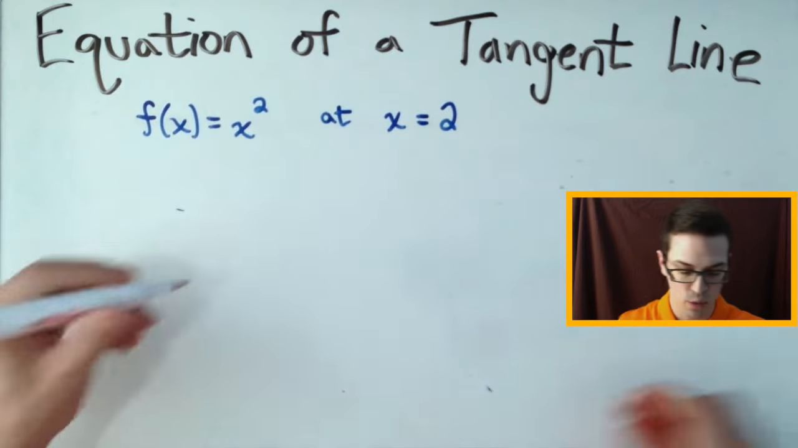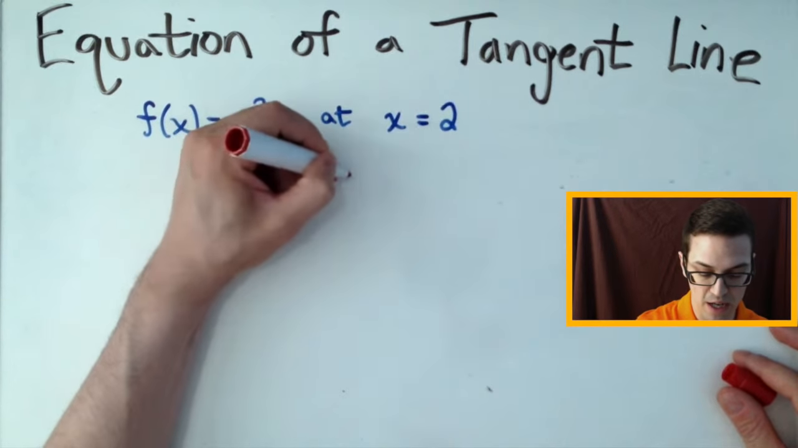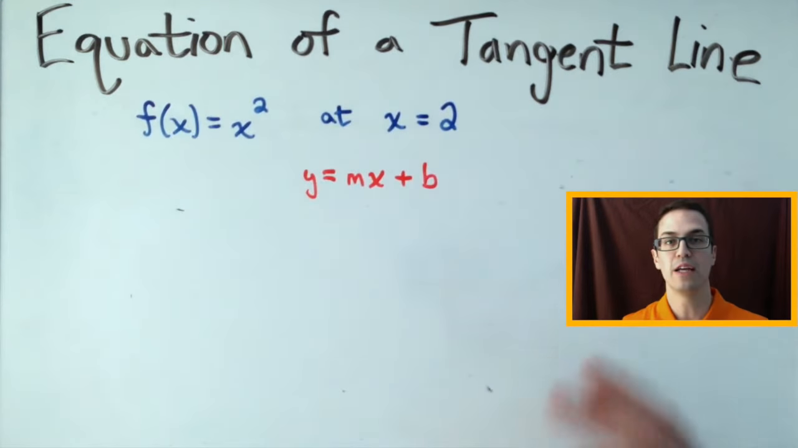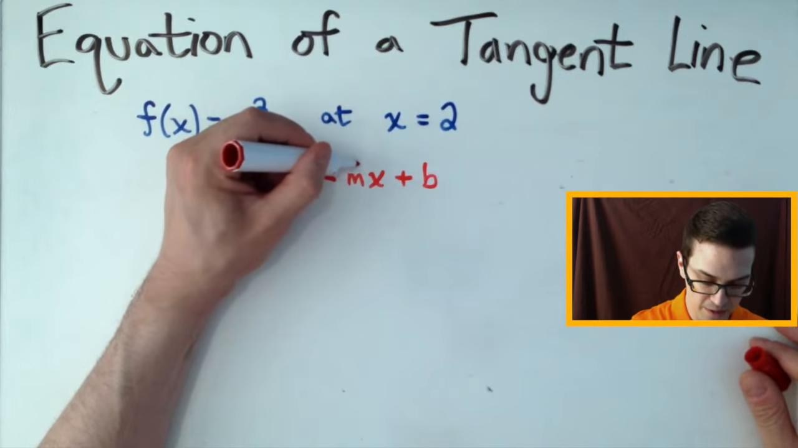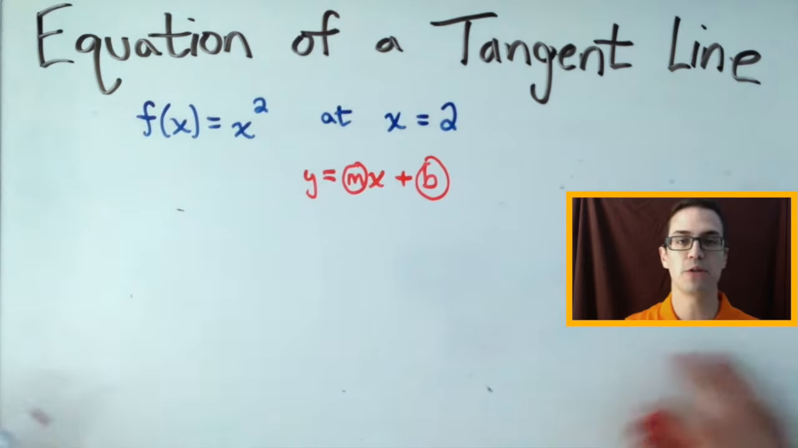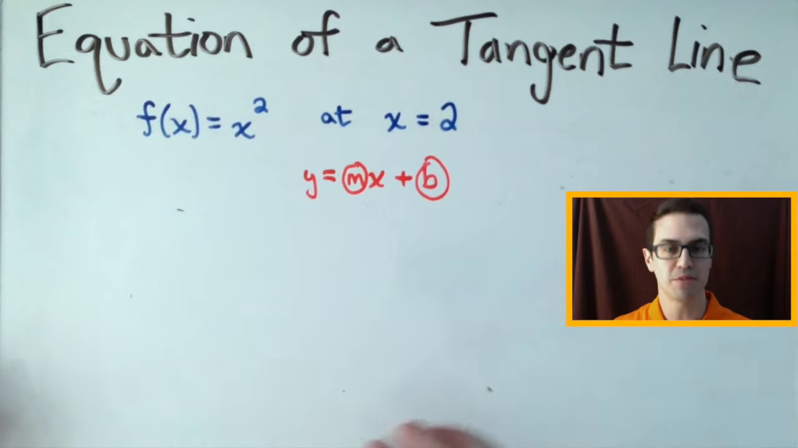Okay, so again, we are going to need the equation of the tangent line to look something like this, where it's y equals mx plus b. So if this is the case, we're going to need to find this slope, this m, and we're going to have to find this b, which is the y-intercept. So let's break this down on how we have to figure out each of these.